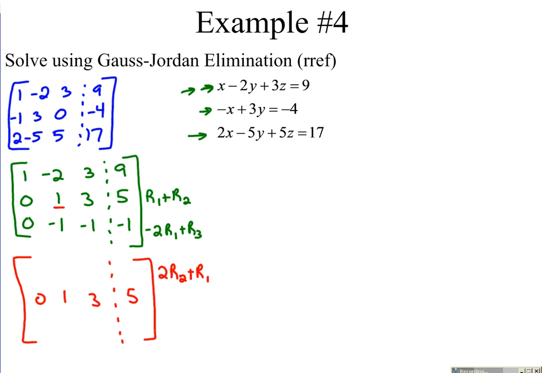to row 1. We get 0 plus 1 is 1. 2 minus 2 is 0. 6 plus 3 is 9. And 10 plus 9 is 19.